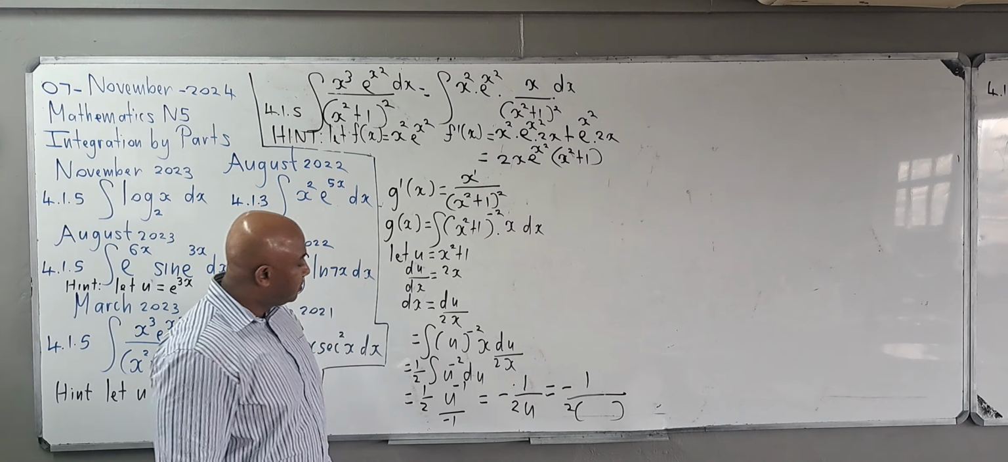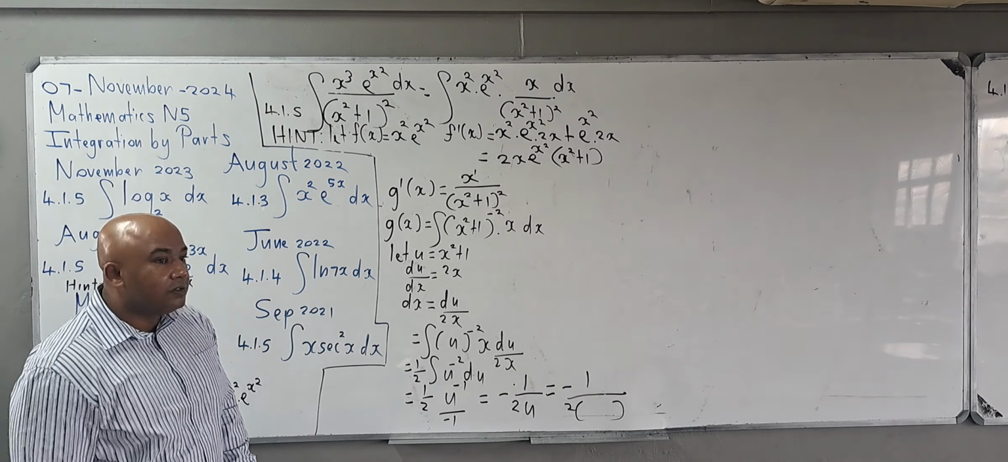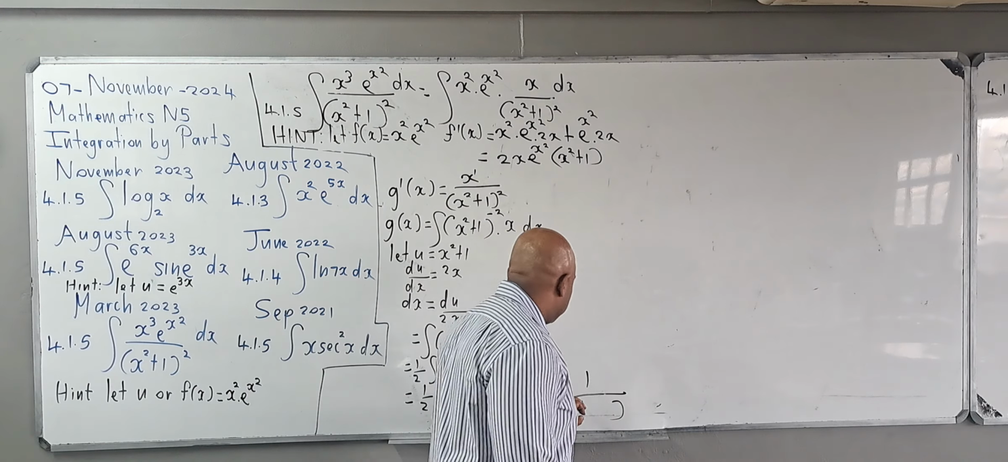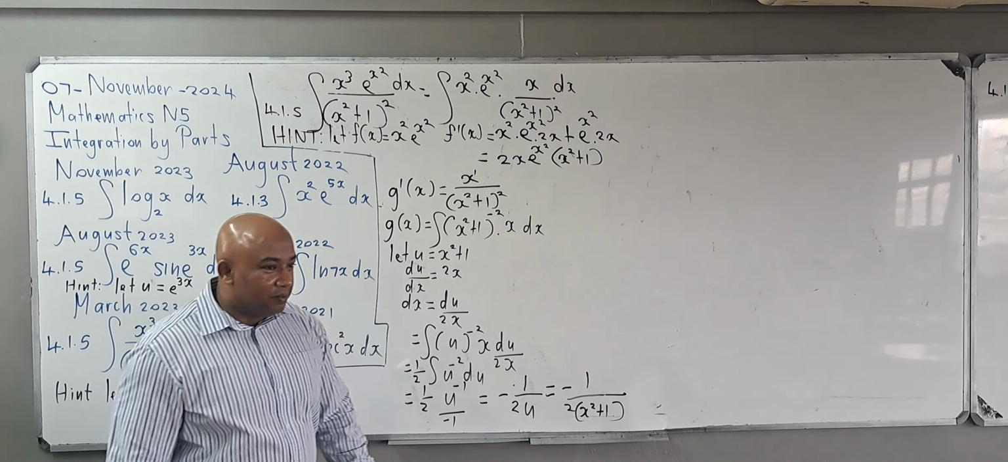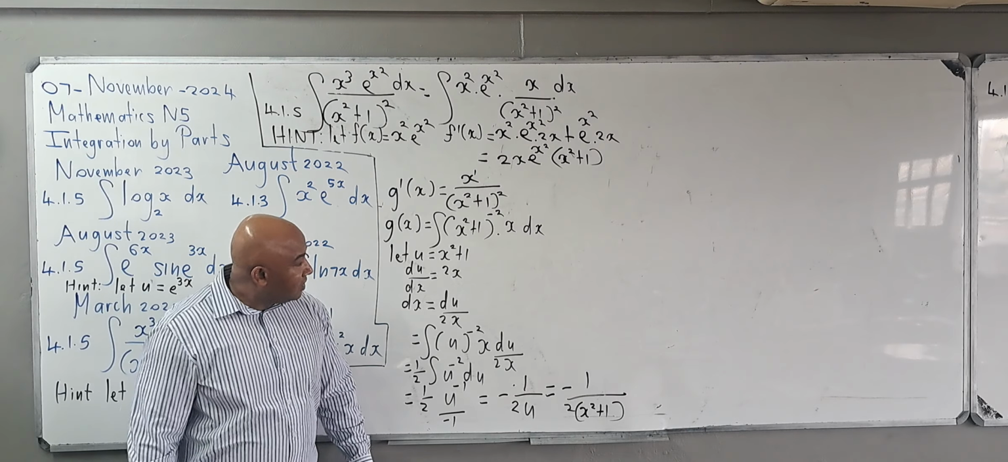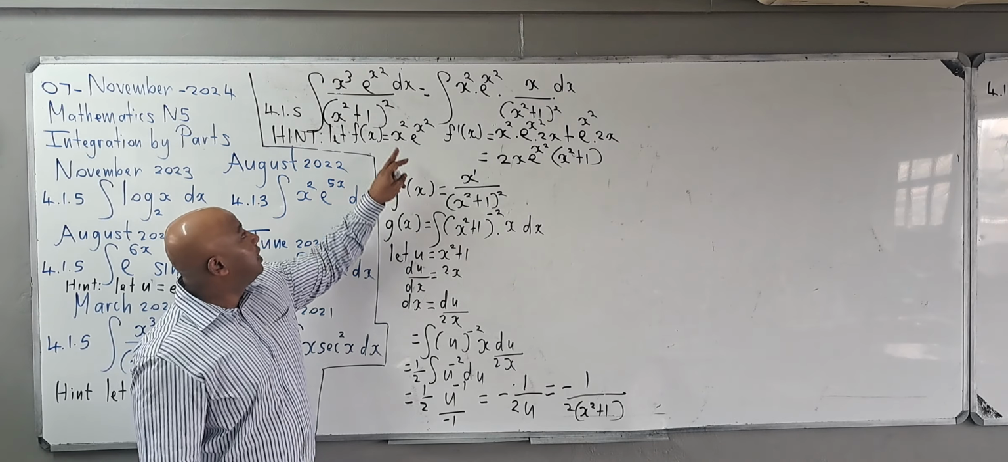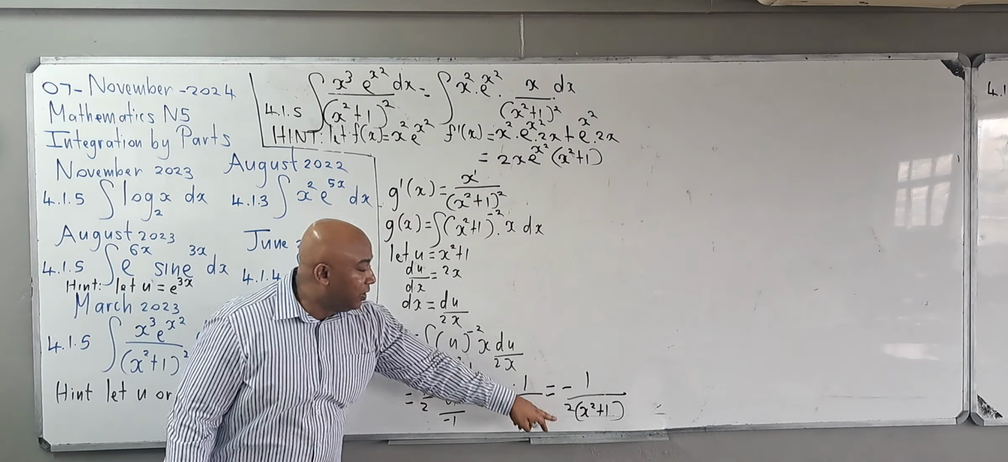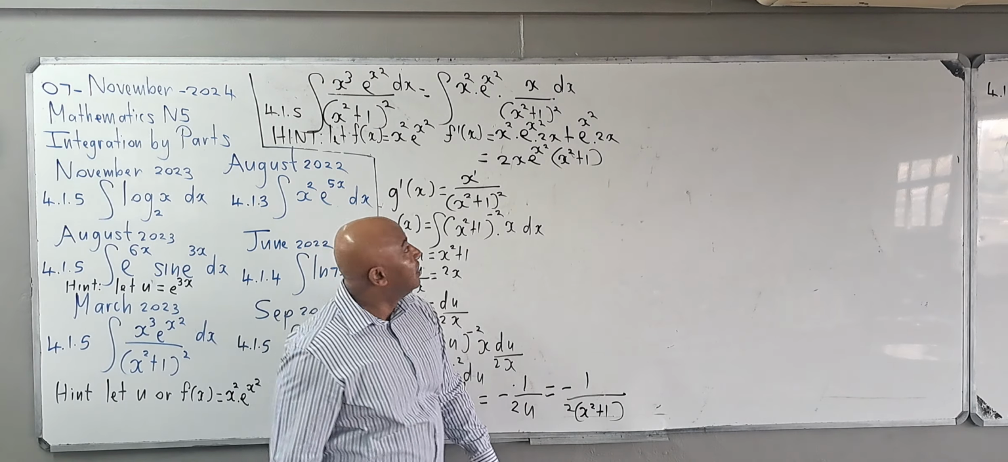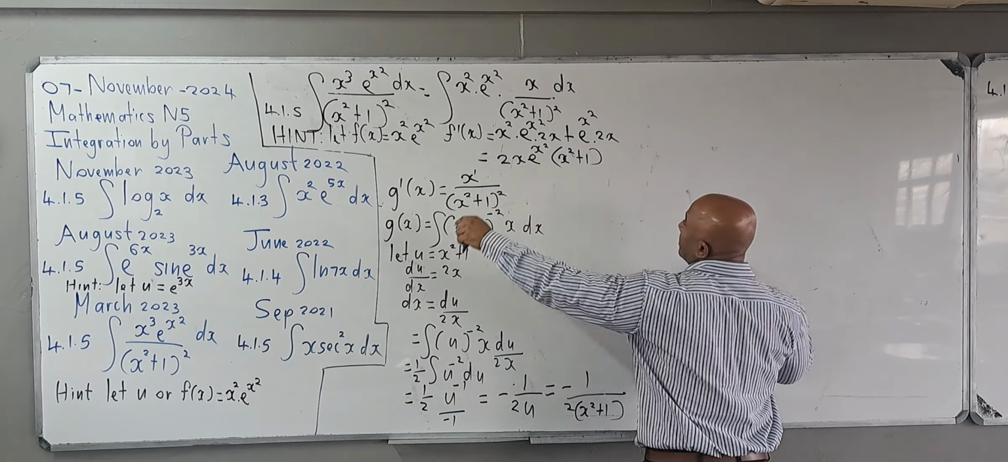What was u? x squared plus 1, exactly. I told you this is not a simple example, it takes quite long. So, we've got our f of x, we've got f prime x, we've got g prime x, and now we've found g of x. Now, the formula.